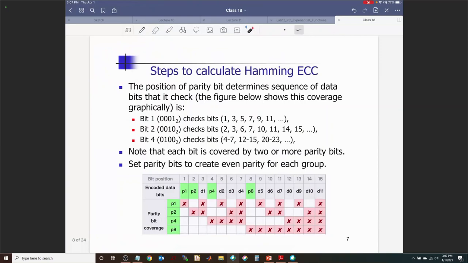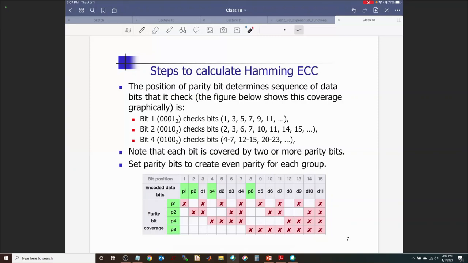Let's continue our conversation on how you calculate the Hamming error correction code. The position of the parity bit determines the sequence of data bits that it can check. And the figure below shows this coverage graphically, meaning your parity bit 1, P1, will check bits 1, 3, 5, 7, and so on.